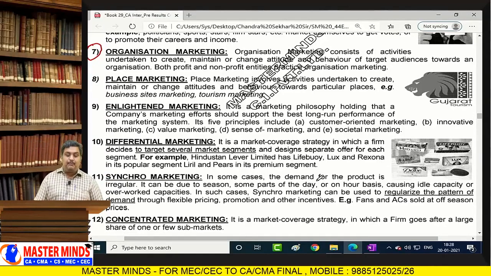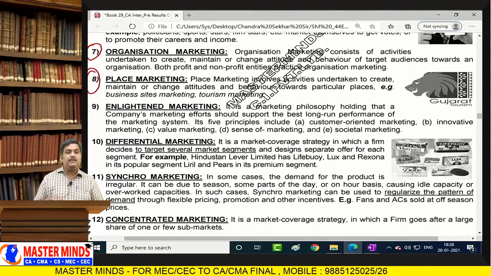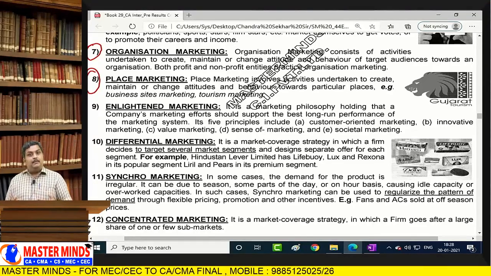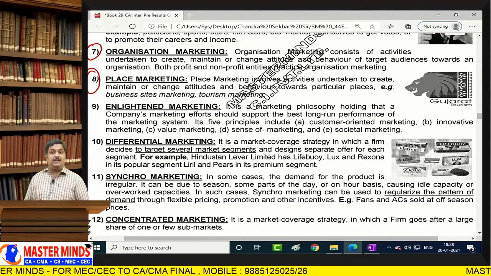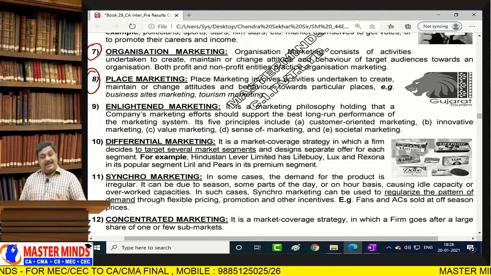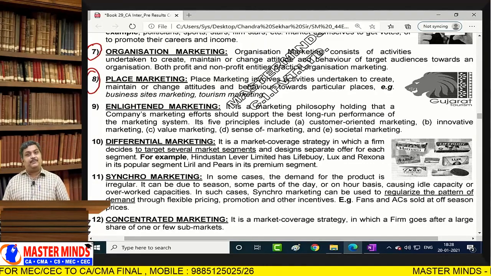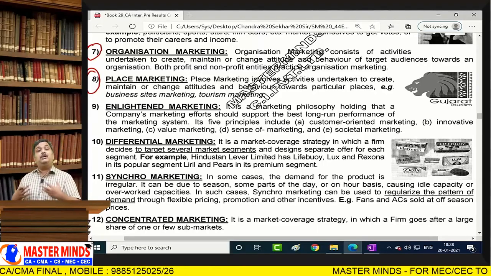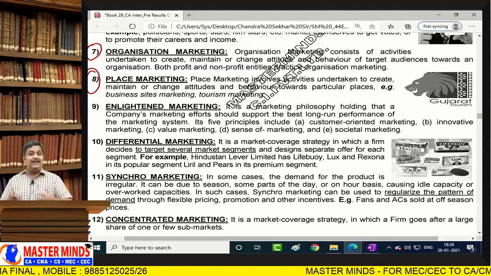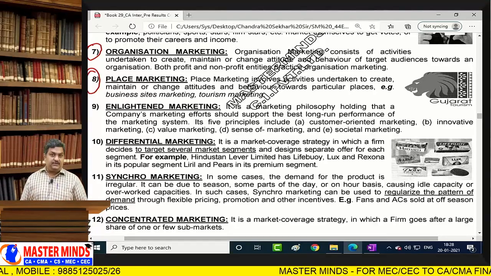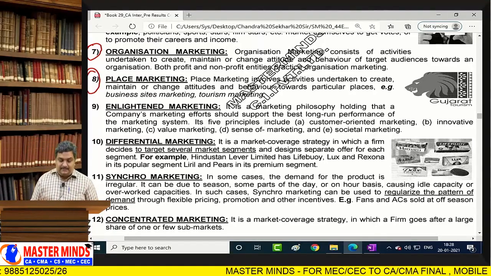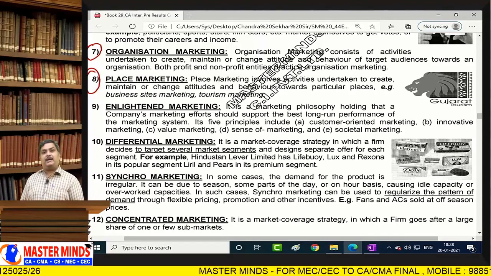And next one comes place marketing. Place marketing means tourism. Today, many countries, and in our country also, many states are depending on tourism. So they want to market their tourist spots and attract people to them so that they'll get a lot of revenue for the state. So that is called place marketing, like business sites marketing and tourism marketing.